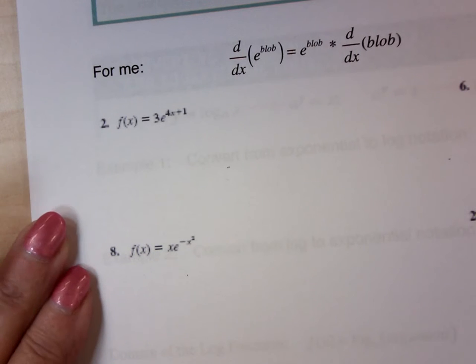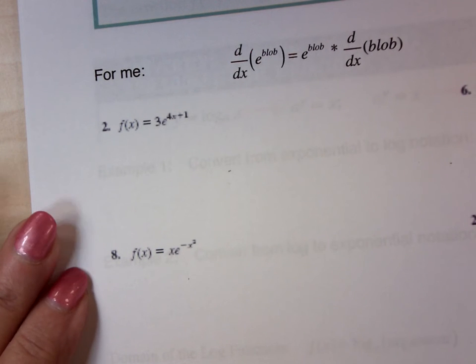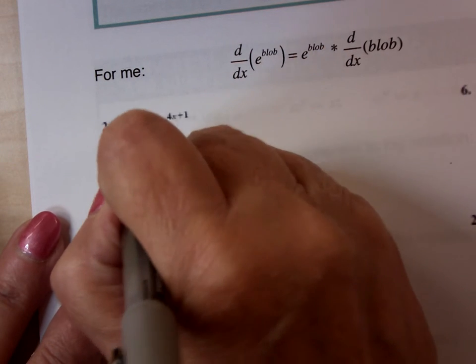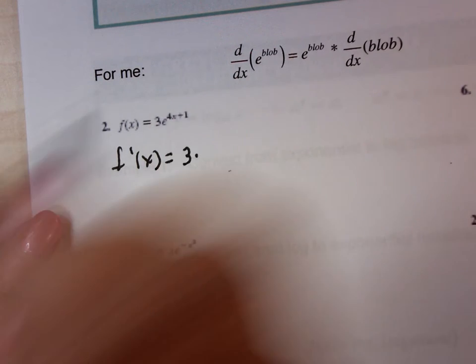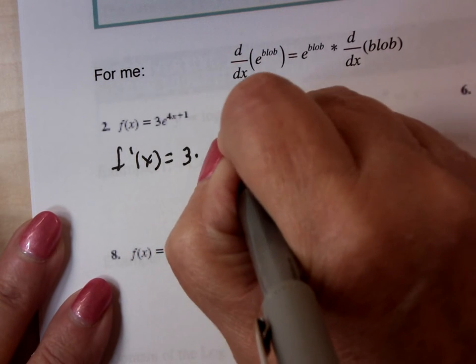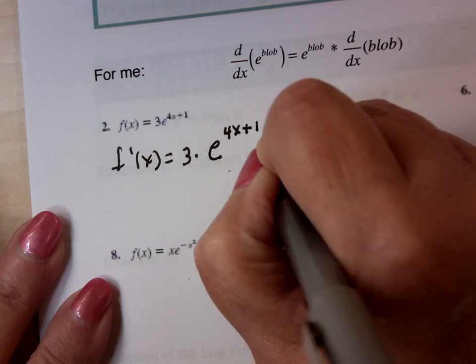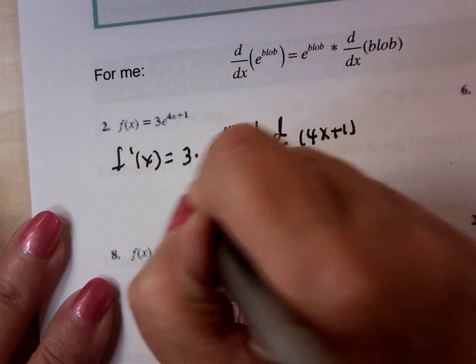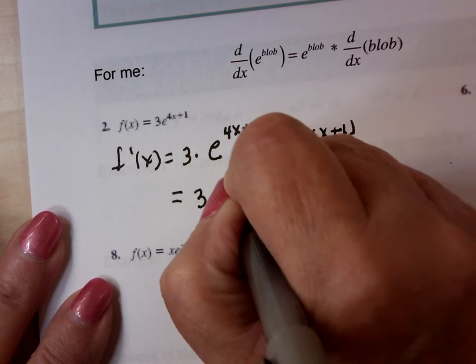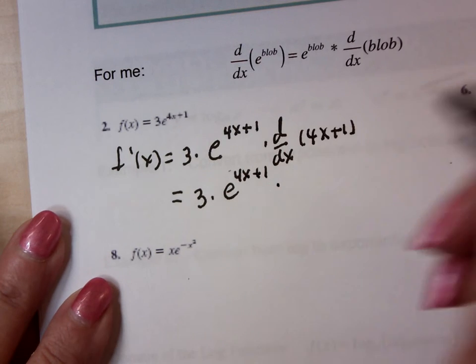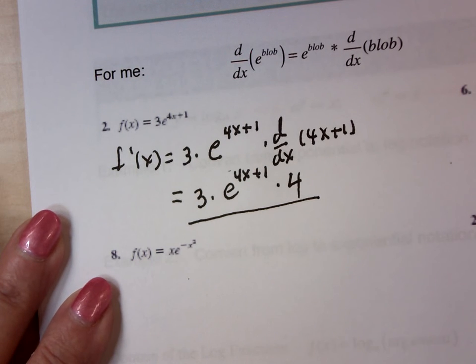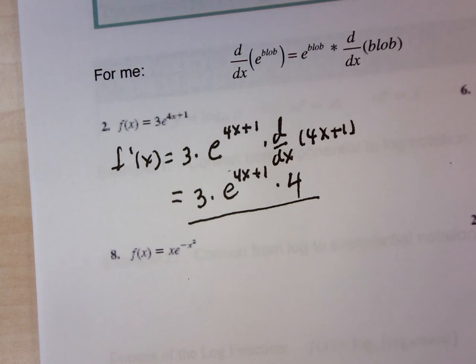So here we go. I have the derivative of 3e to the 4x plus 1. So f prime of x is 3 times e to the blob times the derivative of the blob. So this is 3 times e to the 4x plus 1, and the derivative of 4x plus 1 is 4? And I'm just going to leave it there. You can simplify that if you like. So it would be 12e to the 4x plus 1? Yes, it would be 12e to the 4x plus 1.